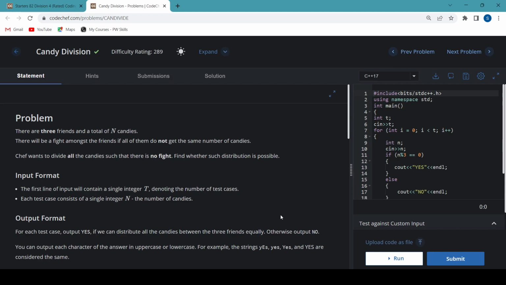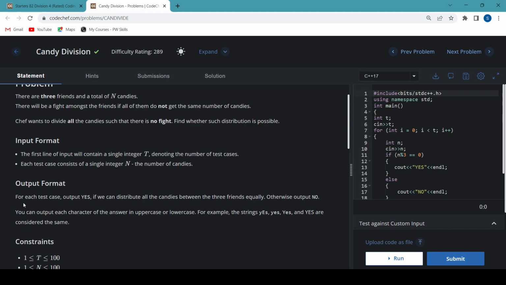Here the main work is the division of candies among all the friends equally by the Chef. The input format: the first line of input will contain a single integer t, denoting the number of test cases. Each test case will contain a single integer, the number of candies. Output format: for each test case, output yes if we can distribute all the candies between the 3 friends equally, otherwise output no. In the output we have to check whether the given candies are equally divided among all the 3 friends without any remainder.